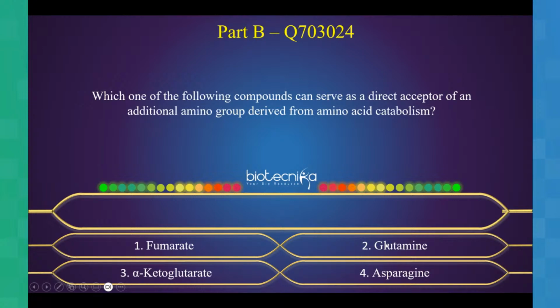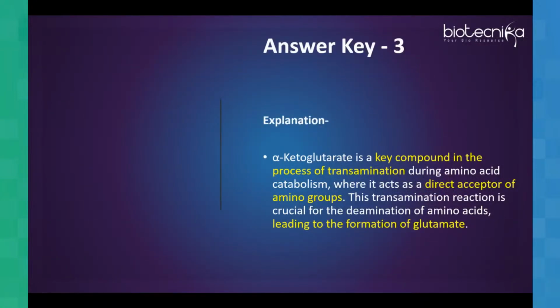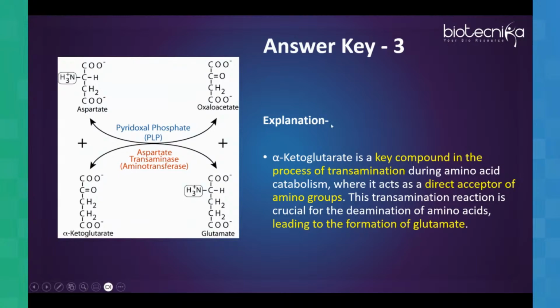So most of you are saying alpha ketoglutarate. Yeah, so most of you are right. Very good, everyone. So the answer is in fact alpha ketoglutarate. It's a very easy question actually. It's asking: which of the following compounds can be a direct acceptor of an additional amino group derived from amino acid catabolism? Right. So we have the transamination reaction.